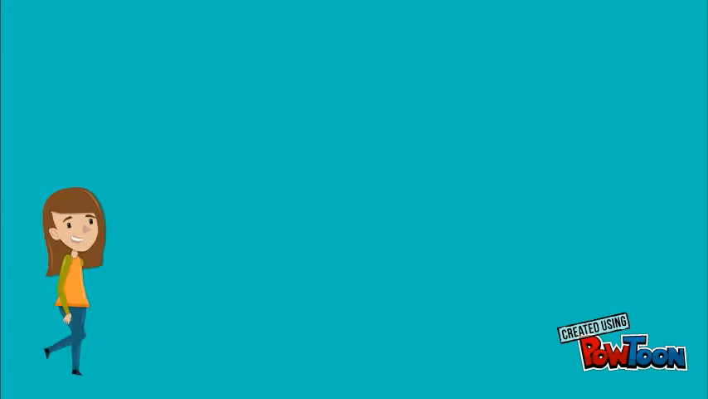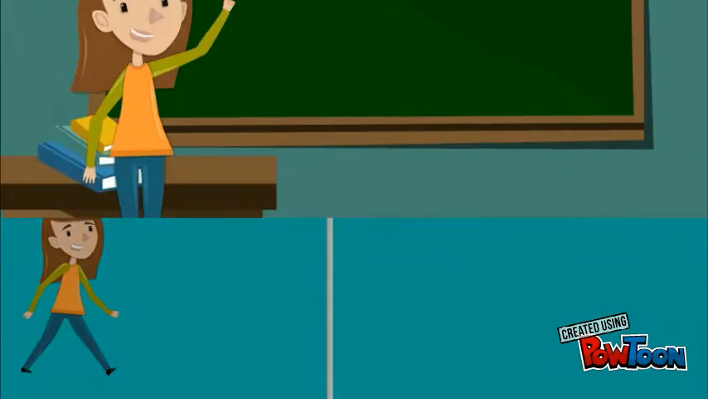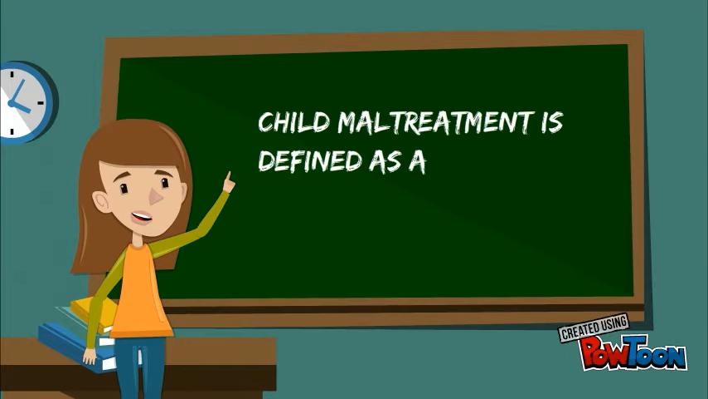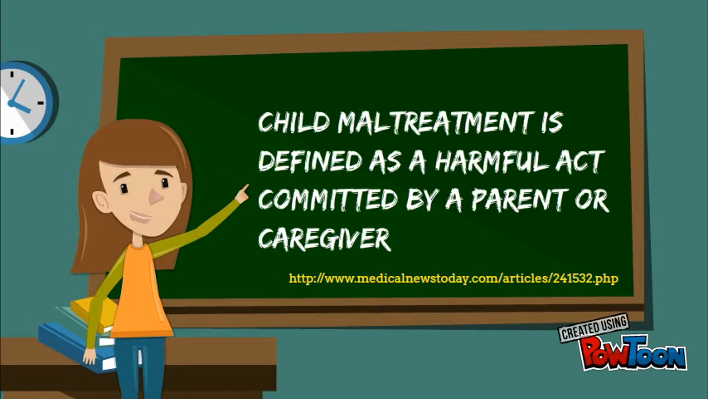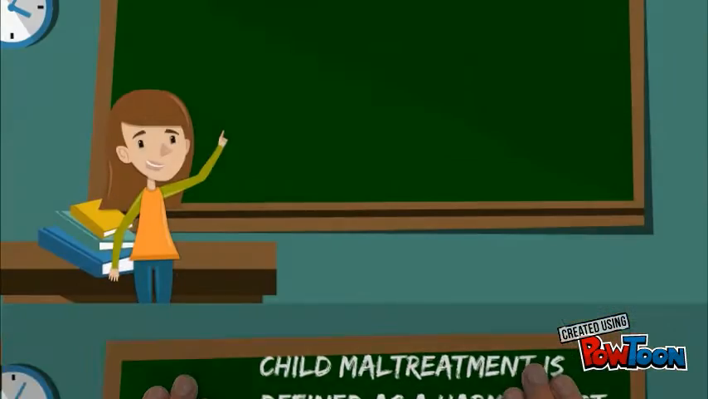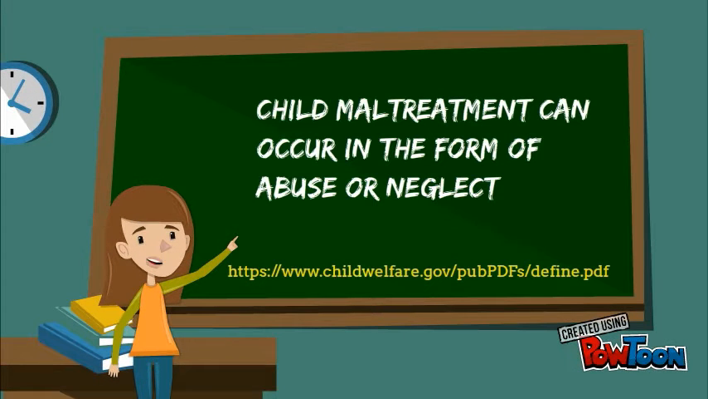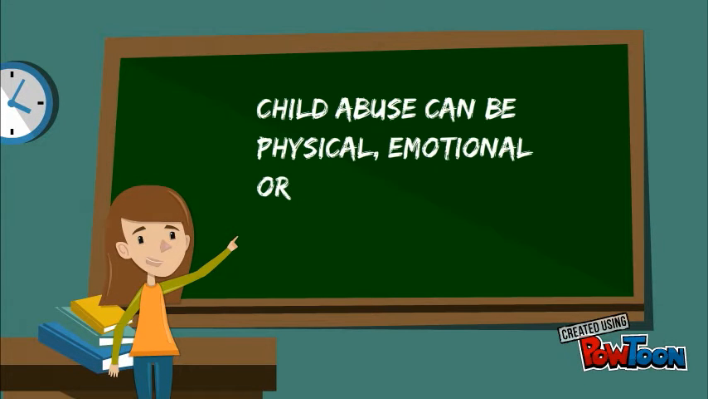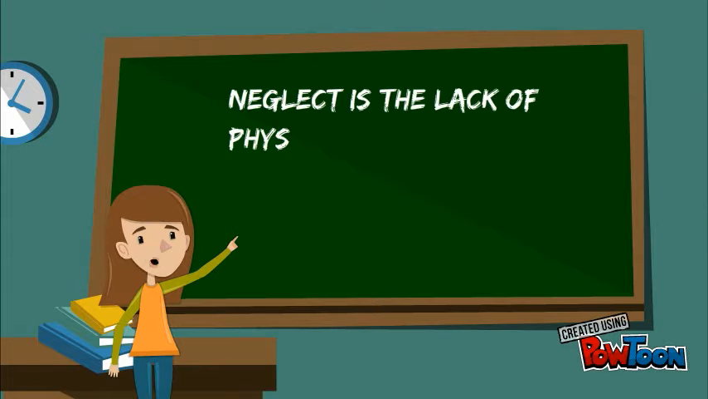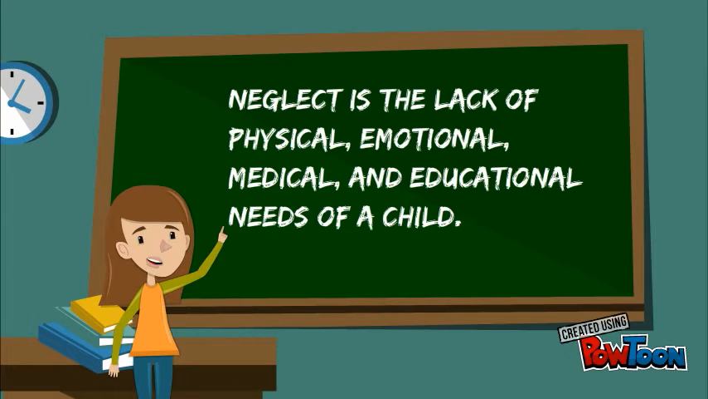Today we're going to be talking about child maltreatment and poverty. Child maltreatment is defined as a harmful act committed by a parent or caregiver. Child maltreatment can occur in the form of abuse or neglect. Child abuse can be physical, emotional, or sexual. Neglect is the lack of physical, emotional, medical, and educational needs of a child.